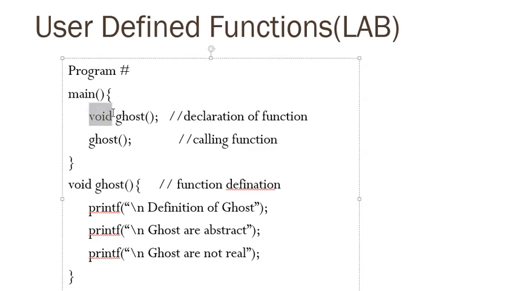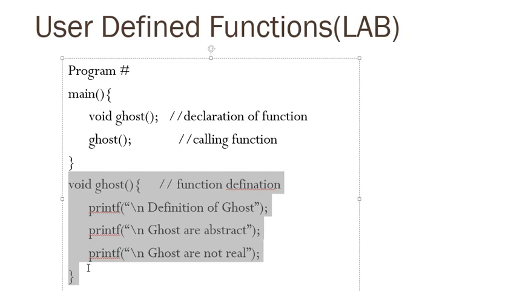In this case, the user-defined function has no return type and no argument. This is the declaration of the function before the main method, and this is where the function has been called. So the calling function is main here. Then this is the definition of a function ghost.